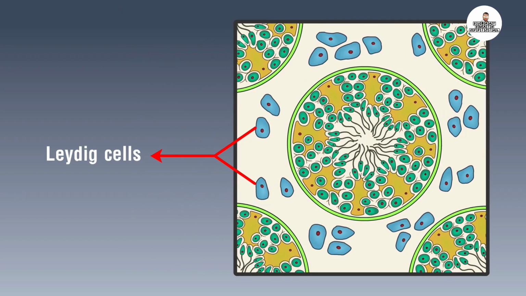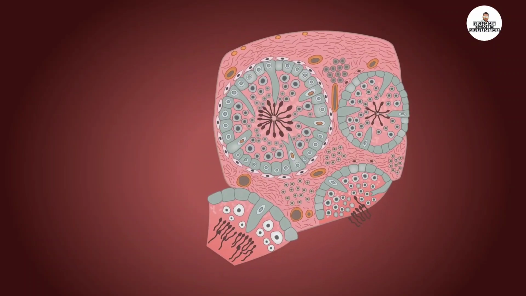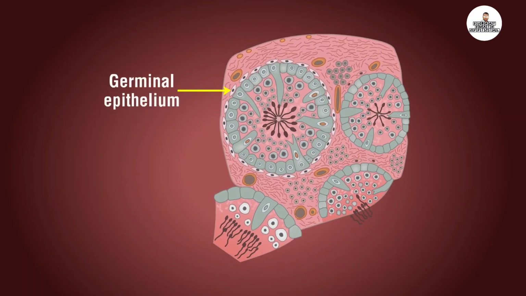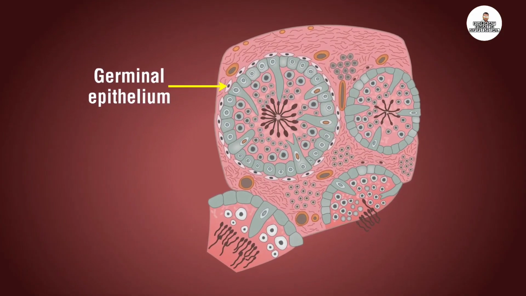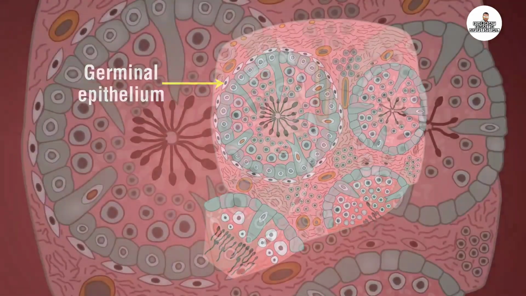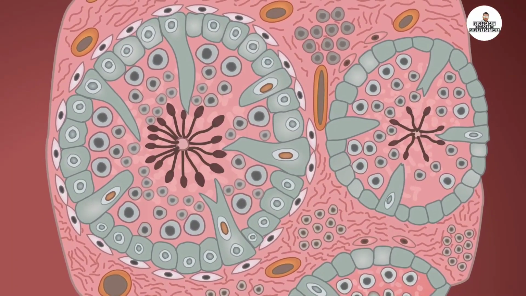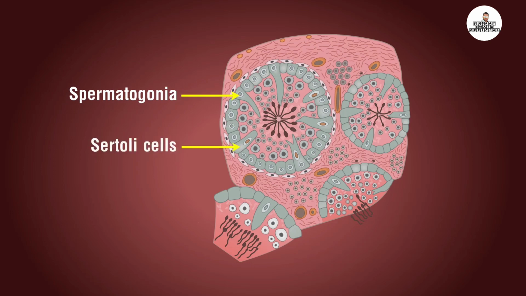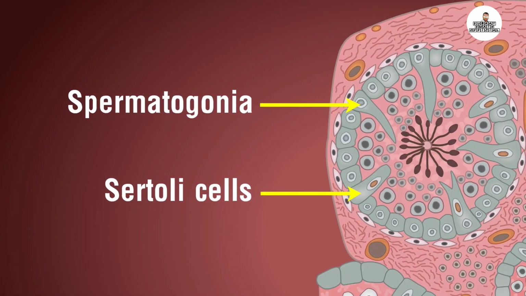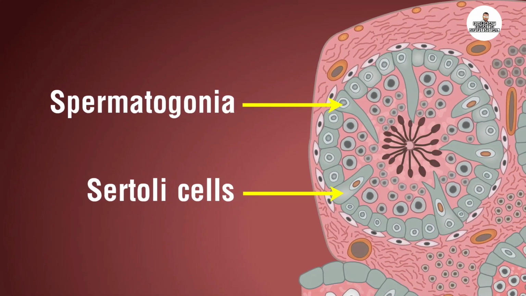or Leydig cells. Each seminiferous tubule is lined by a special kind of epithelium called germinal epithelium. Germinal epithelium is made of primordial germ cells. Also, the seminiferous tubule is lined on its inside by two types of cells called spermatogonia and Sertoli cells. The Sertoli cells are found between the spermatogonial cells and provide nutrition to these germ cells.